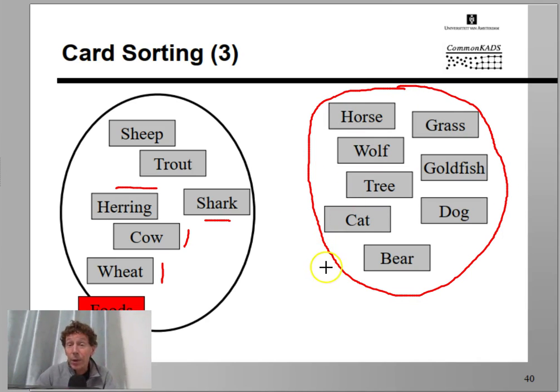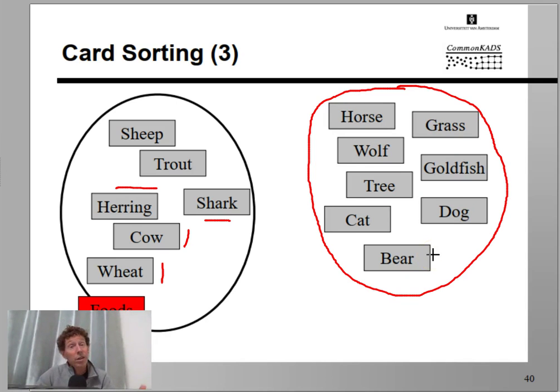realize that, or our expert will tell us that, oh, I've now put all the foods together and all the non-foods together. So stuff that people eat and stuff that people don't eat. So sheep and trout and wheat is stuff that people eat, and horse and grass and dog is stuff that people don't eat. At least not in Europe.